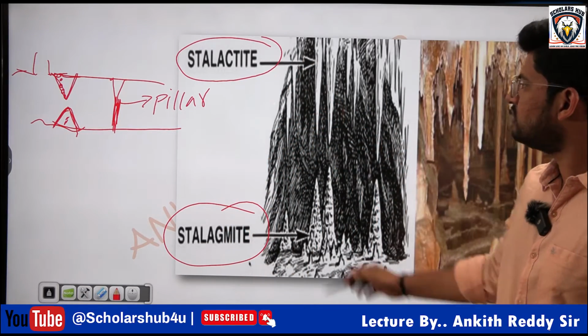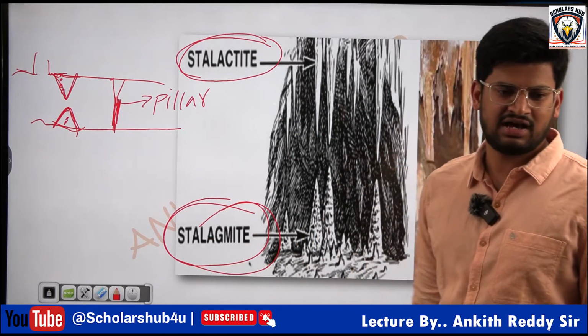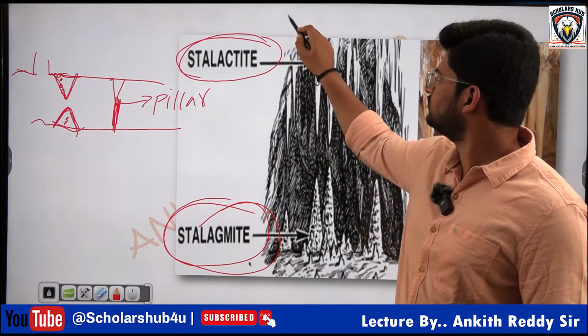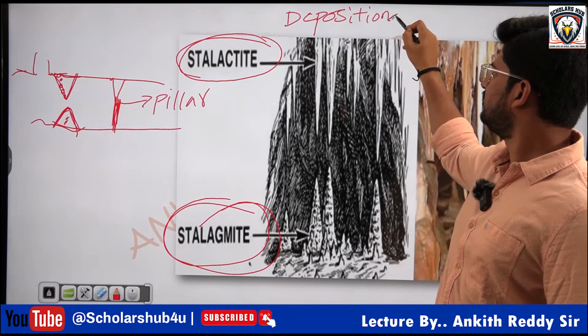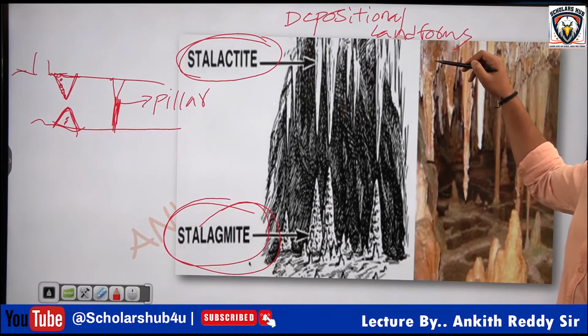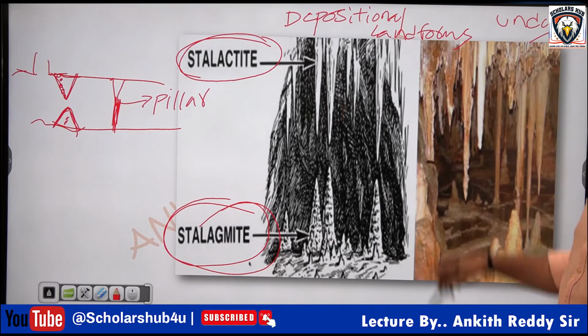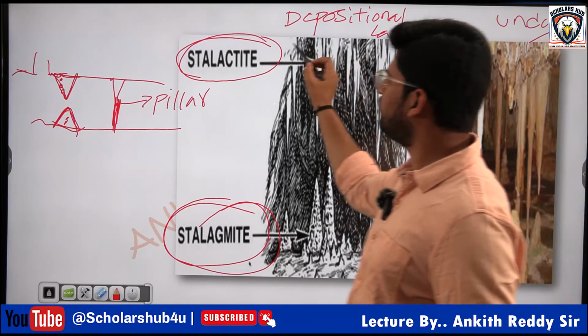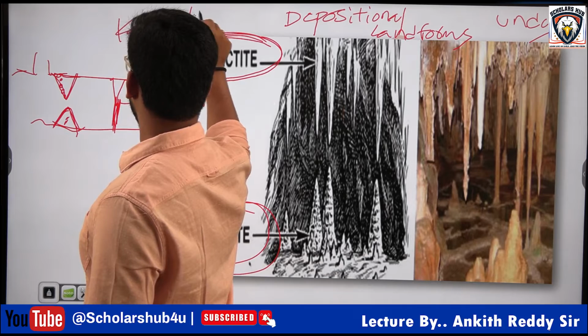So stalactite and stalagmite are what? They are depositional landforms formed by the action of underground water. Important stunning features of which topography? Karst topography.